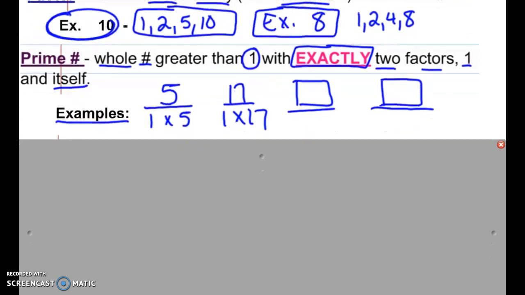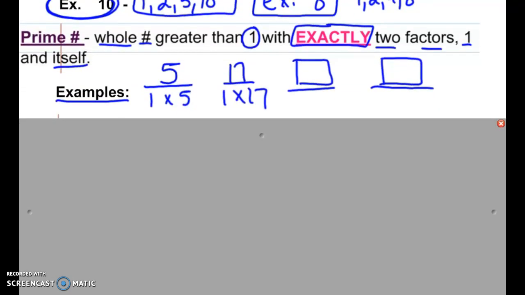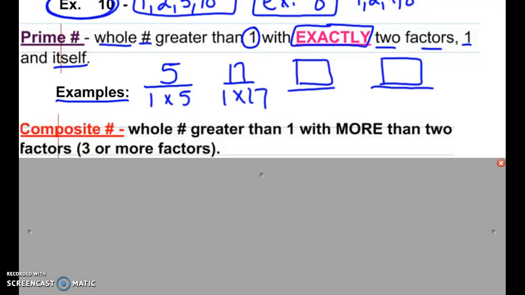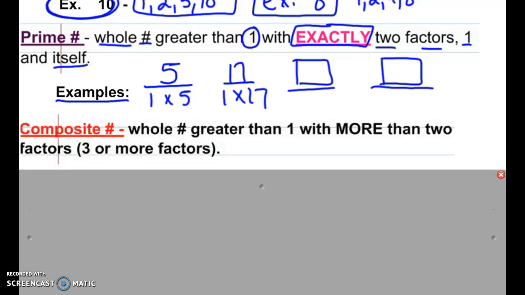Now that you know what prime numbers are, let's go ahead and review from 5th grade what a composite number is. Pause your video and copy this neatly onto page 10.